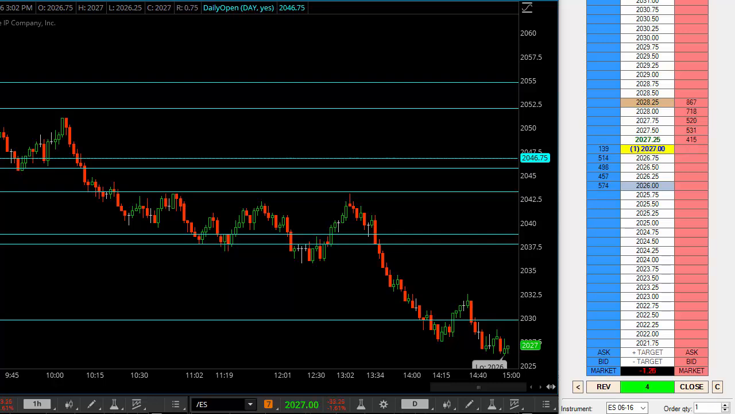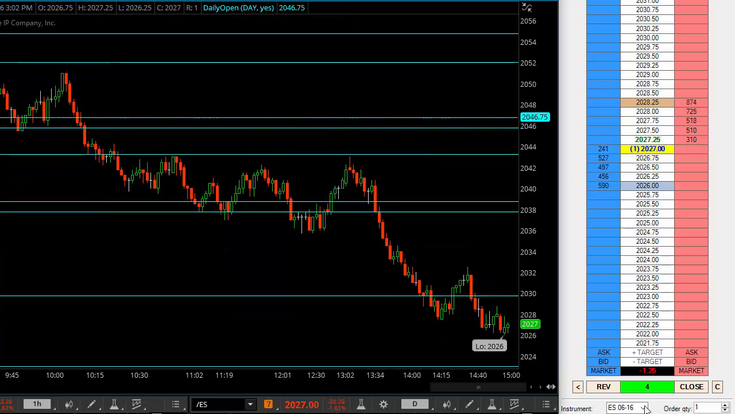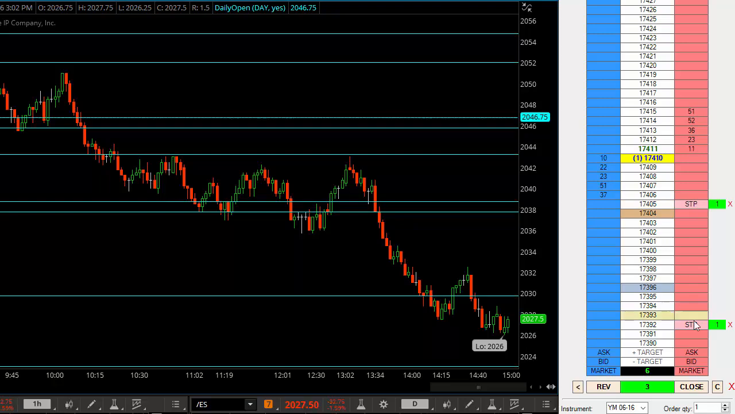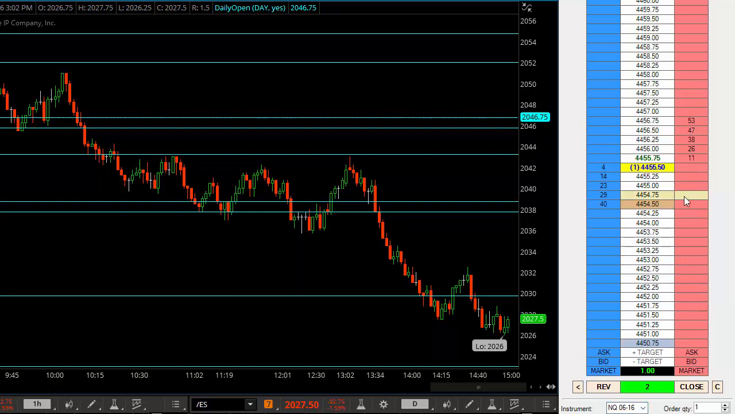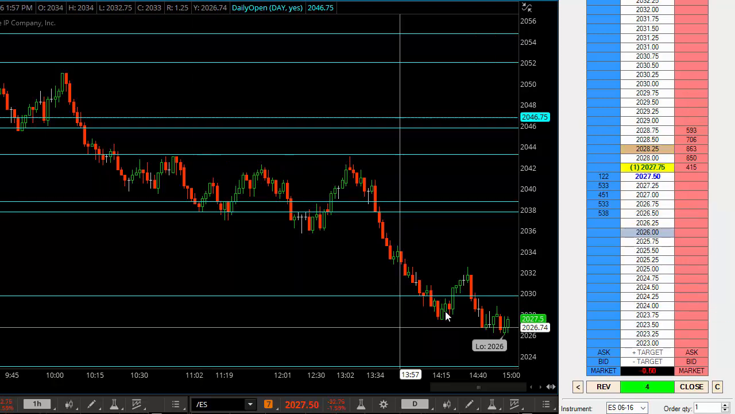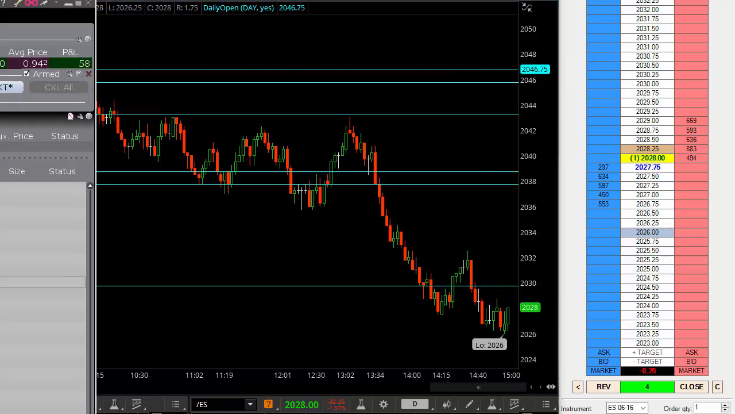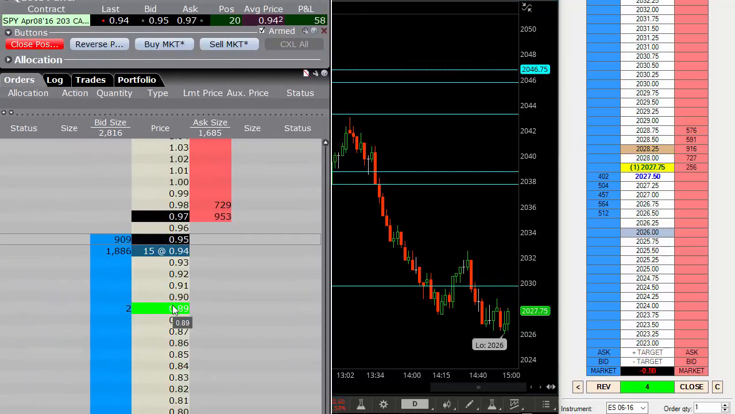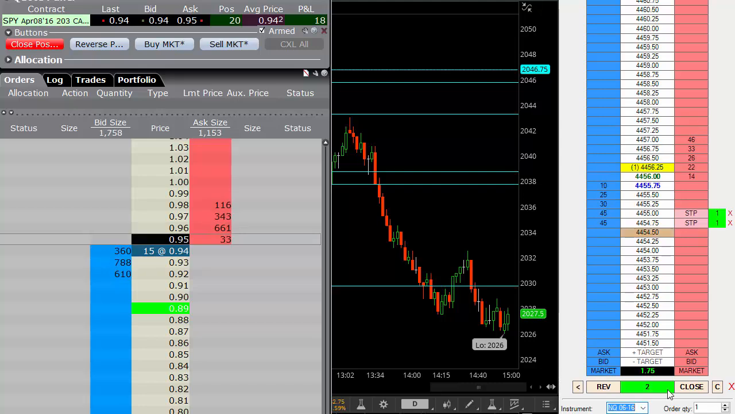2026 printed. Previous lows were 2026 and a quarter. And what you can start to see is we're getting a pretty decent reaction off that level. And what I did there was just work up some stop orders on the NASDAQ and the Dow.